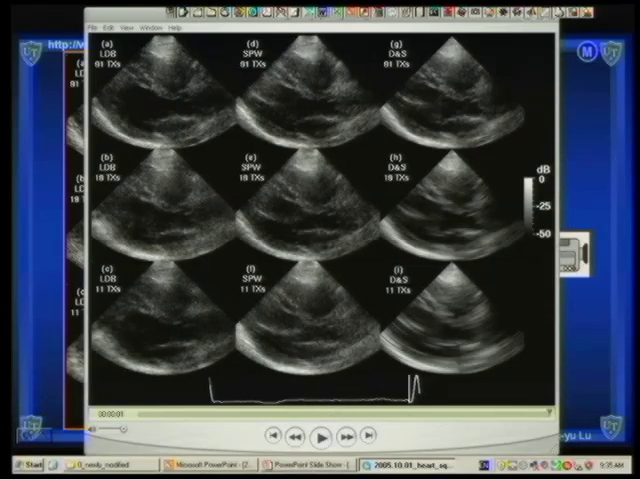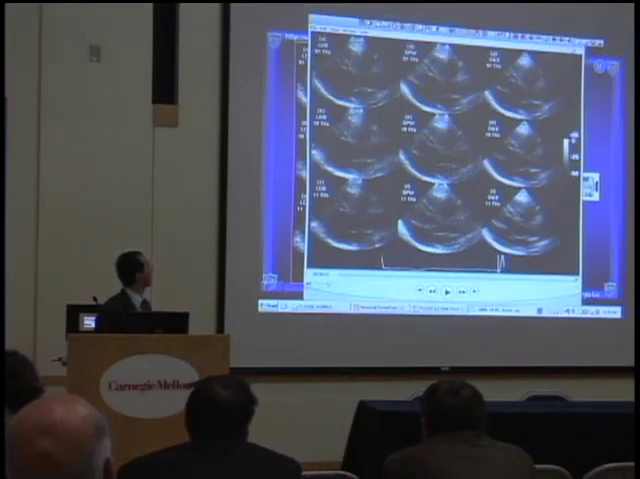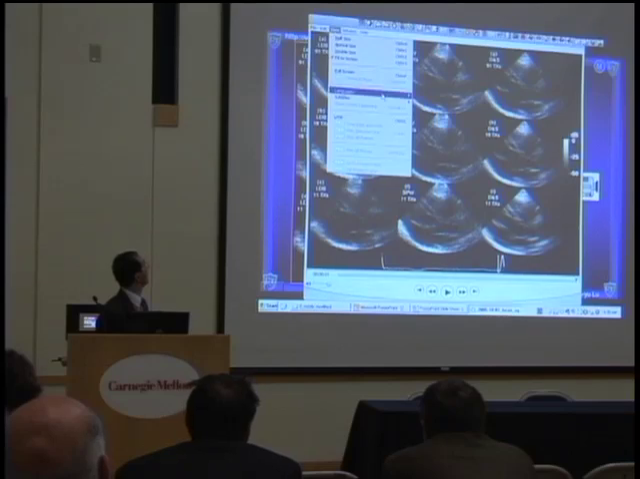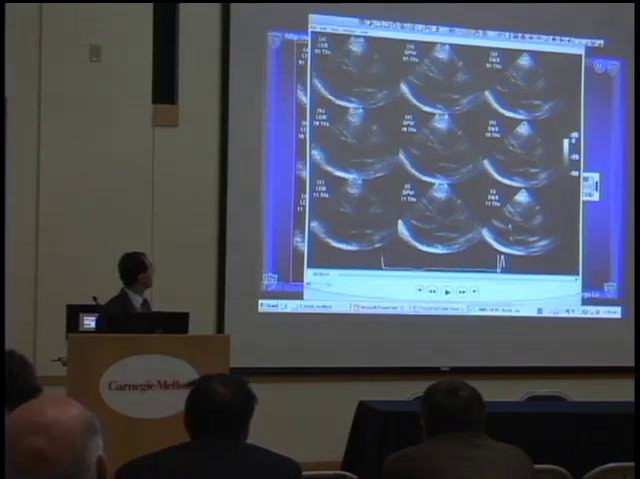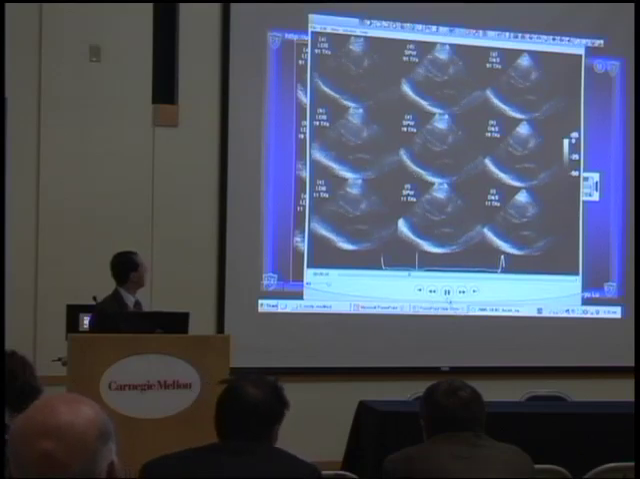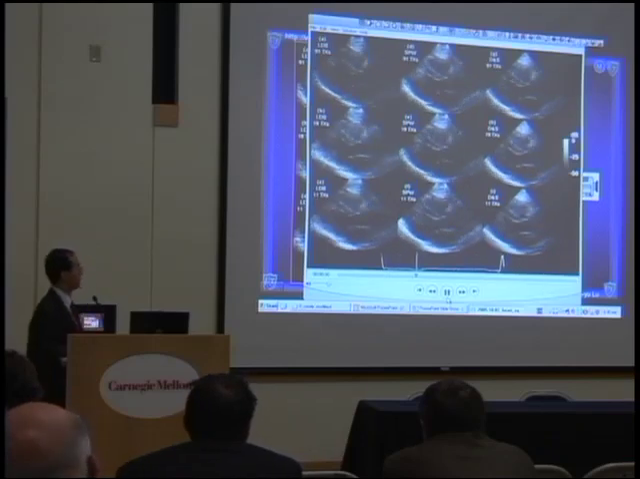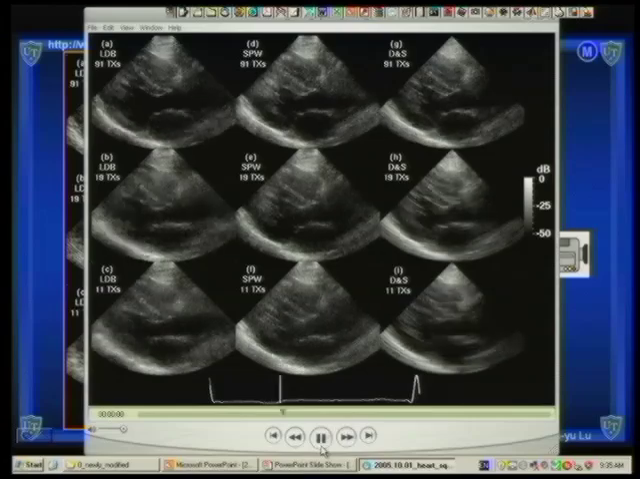And below is the ECG. So if you see the loop, it will be looking like that. That is a beating heart of a human subject.